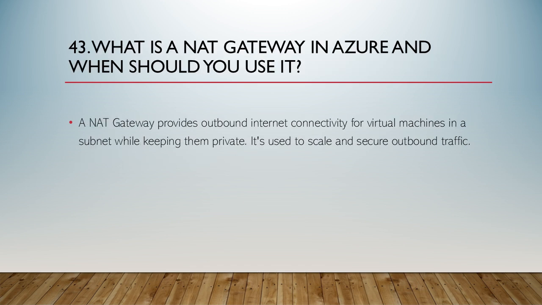43. What is a NAT gateway in Azure and when should you use it? A NAT gateway provides outbound internet connectivity for virtual machines in a subnet while keeping them private. It's used to scale and secure outbound traffic.